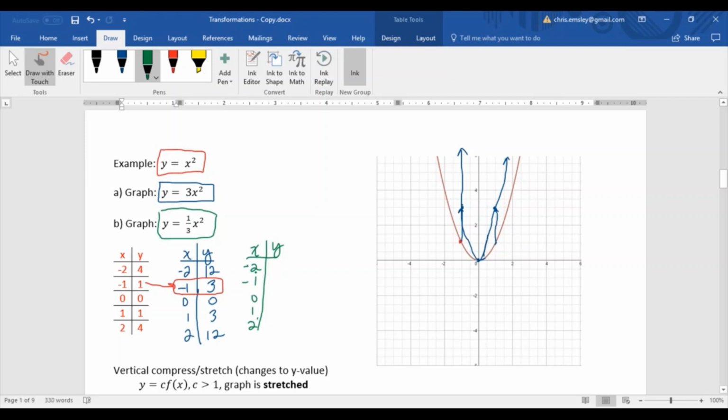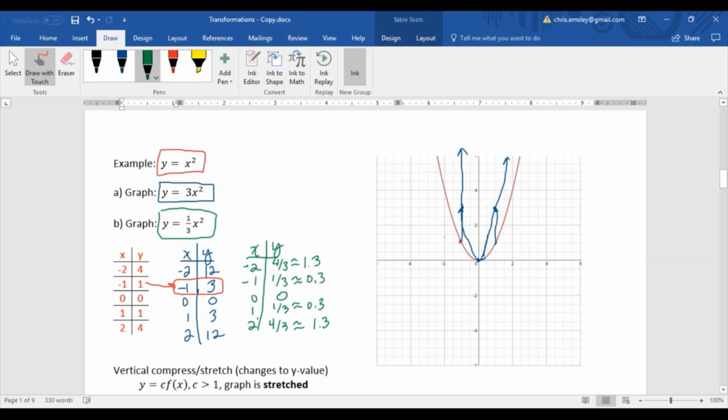-2 squared is 4, and 4 times 1/3 is 4/3. Or for graphing, it might be easier to think about that as 1.3. -1 squared is 1. 1 times 1/3 is 1/3. Or 0.3. 0 times 1/3 is still 0. This one is also 1/3. And 2, again, 2 squared is 4. 4 times 1/3 is 4/3. Or 1.3. Okay, so we'll plot those points.